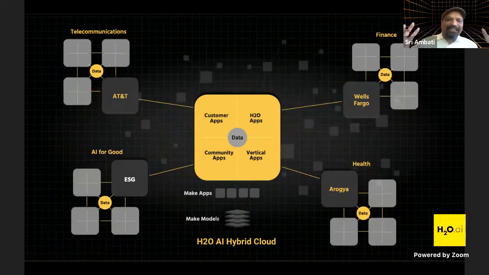In closing, the power of AI hybrid cloud is allowing you to go cloud neutral across every cloud or on-prem, build rich applications, whether in finance or telco or health or insurance, and bring them to the marketplace and transform and monetize from your data.